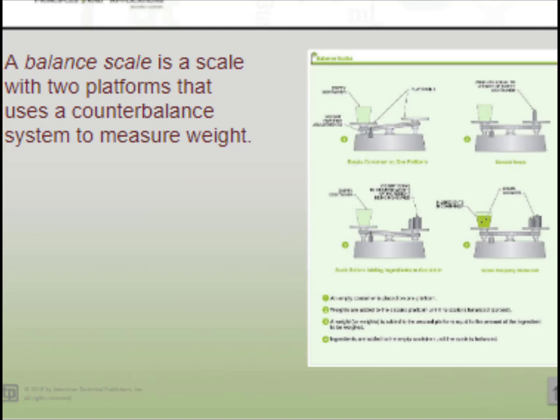The beam between the two platforms holds a small counterbalance weight that is used for fine adjustments to the scale. The scale is balanced when the weight on the two platforms is equal.